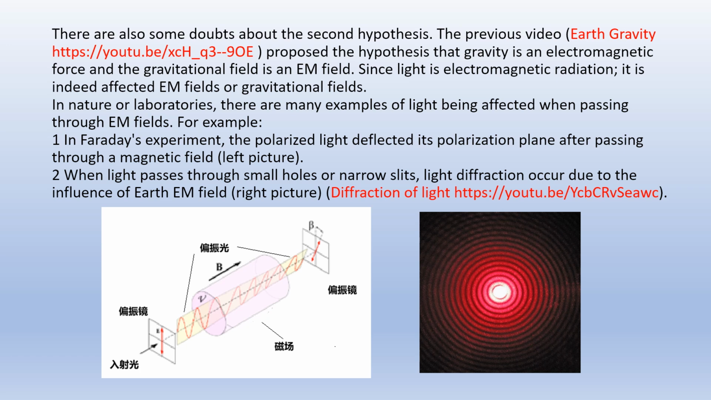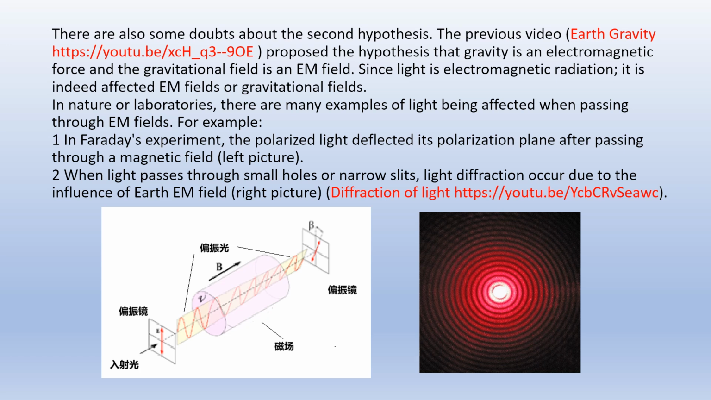The previous video proposed the hypothesis that gravity is an electromagnetic force and the gravitational field is an EM field. Since light is electromagnetic radiation, it can indeed be affected by EM fields or gravitational fields. In nature or laboratories, there are many examples of light being affected when passing through EM fields. For example, 1. In Faraday's experiment, the polarized light deflected its polarization plane after passing through a magnetic field.